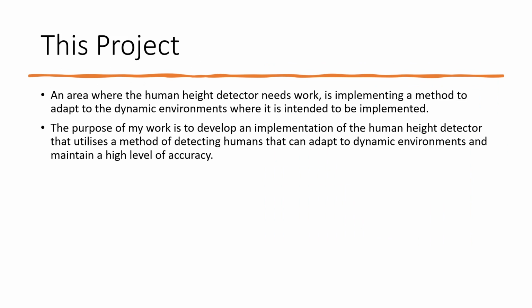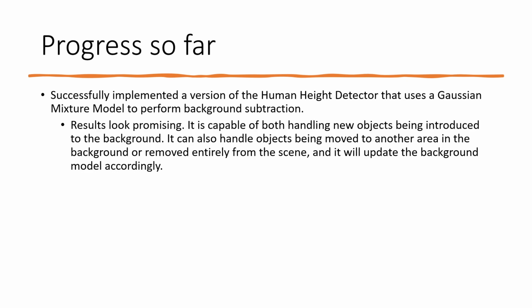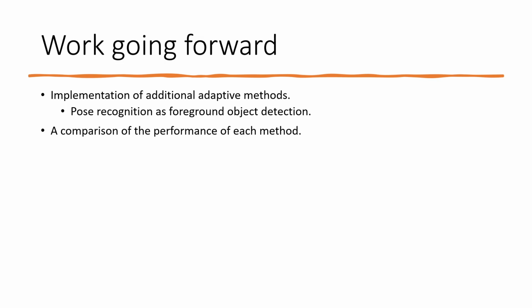The method of detection is an area that could use work for the project. My goal is to implement an adaptive method of foreground detection that allows the height detection software to do its job properly. So far, I have been able to implement an adaptive method called the Gaussian mixture model, and it has been able to adapt to changes in the background and incorporate them into the model. Going forward, I intend to implement other methods of adaptive background modeling.